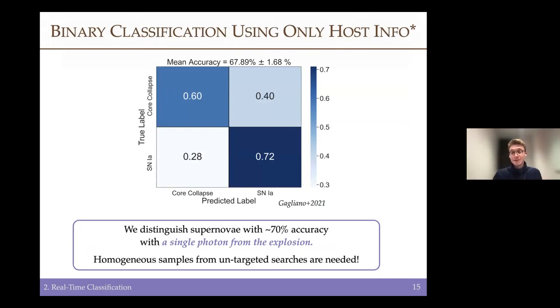So the final big result, again, this is a very simple method, but we trained a random forest model on all the Pan-STARRS properties from the GHOST catalog. And we found that we were able to achieve a mean accuracy of just under 70%, distinguishing between core collapse and type Ia supernovae from the GHOST catalog using only the photometry and the second order moments of the host galaxy. But also, there's an asterisk at the using host info, because we did take into consideration the radial offset of the supernova with respect to the host galaxy center as well.